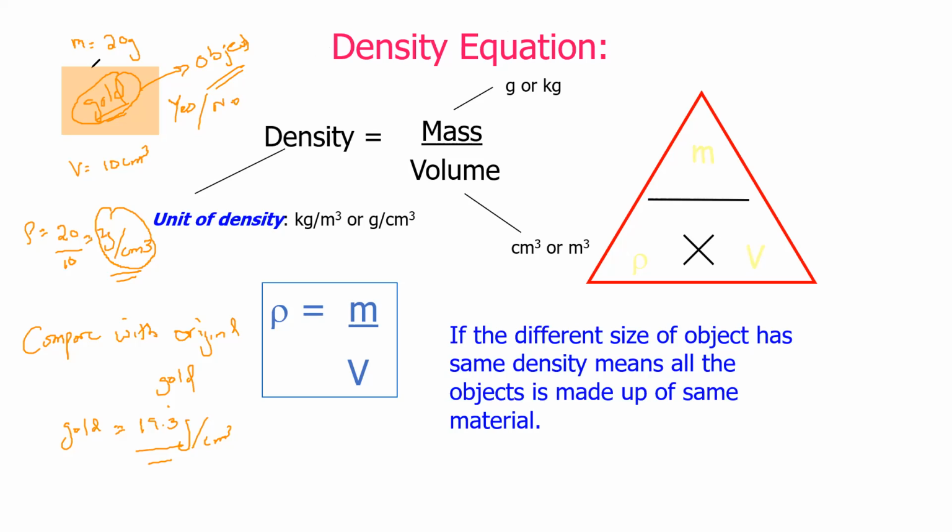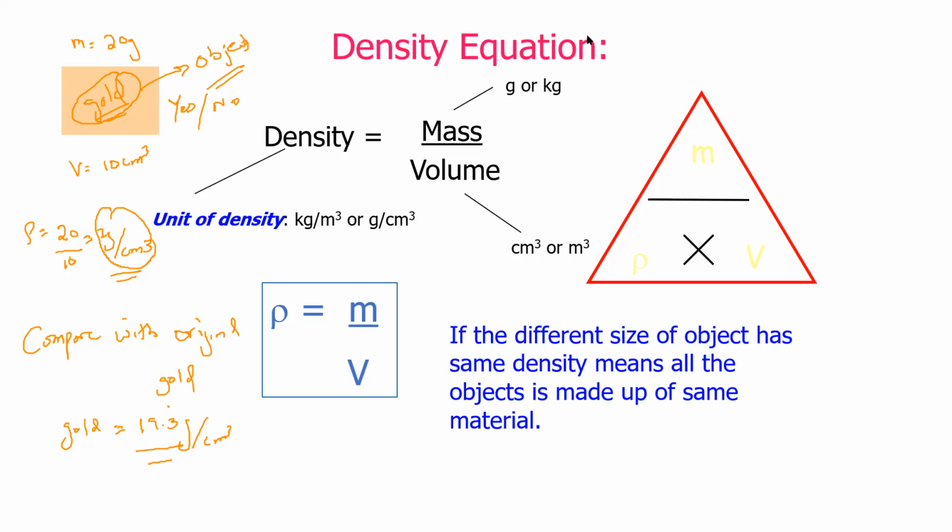I found the density of the object which I have, it's 2 gram, and the original density of gold is 19. Because it does not match the density of gold, you can clearly identify that it is not gold. It can be a mixture, it can be any other substance, any other metal or alloy, but it is not gold.